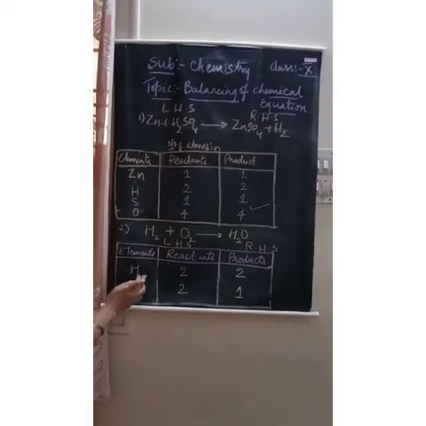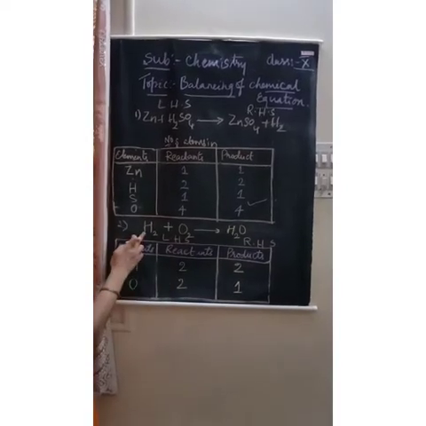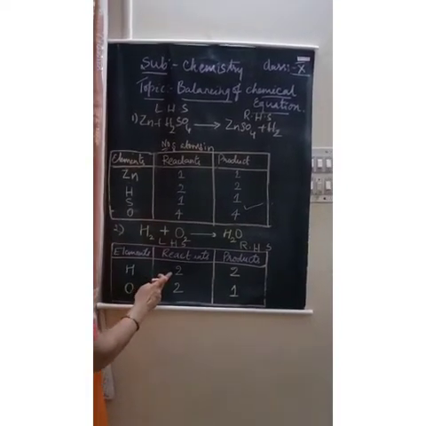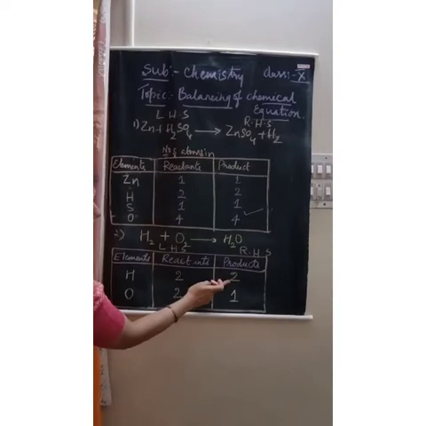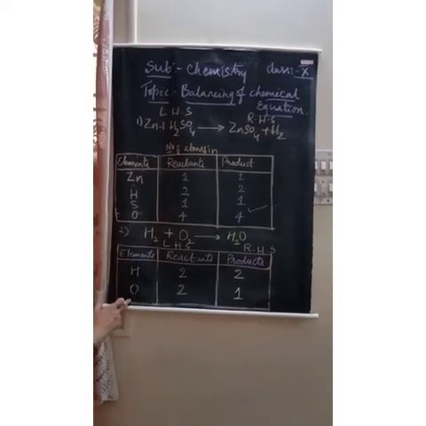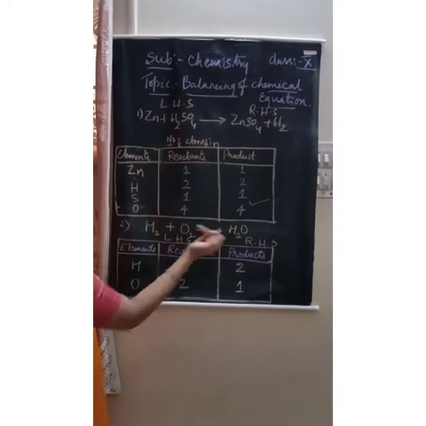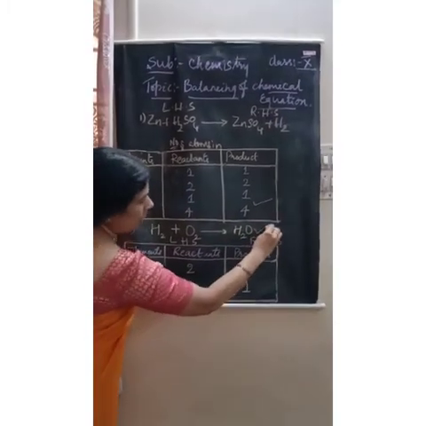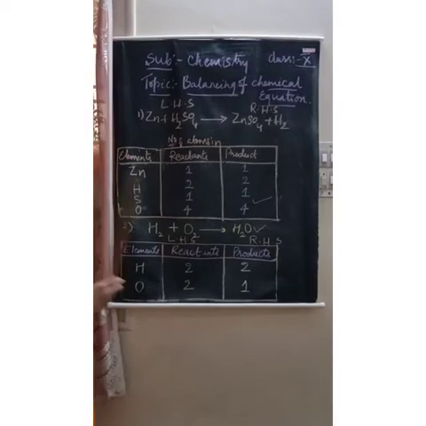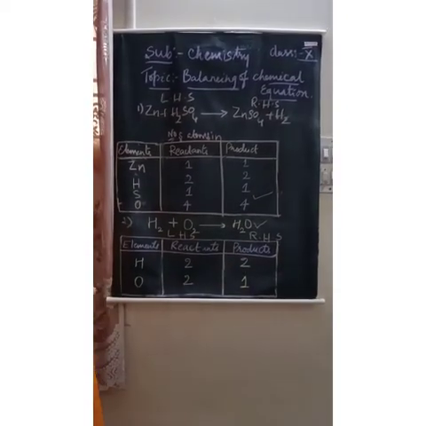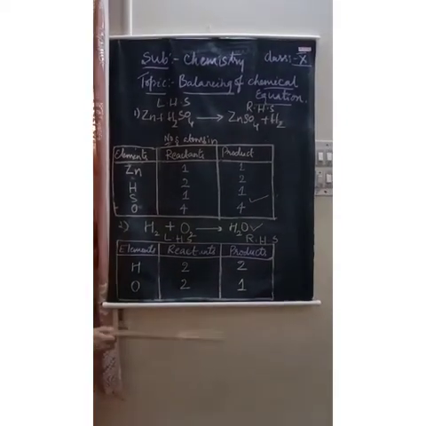What is the hydrogen atom here? How many hydrogen atoms are there in the reactant? 2. How many hydrogen atoms are there in the product? 2. What about oxygen? Oxygen also 2 in the reactant. But observe carefully, on the product side, the number of oxygen is 1. Clear? Is it balanced? No.